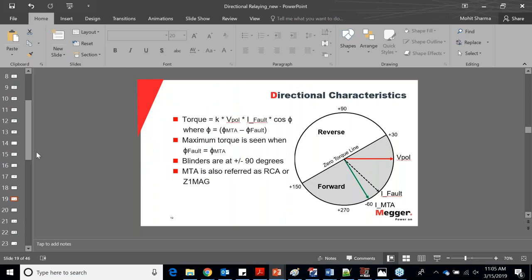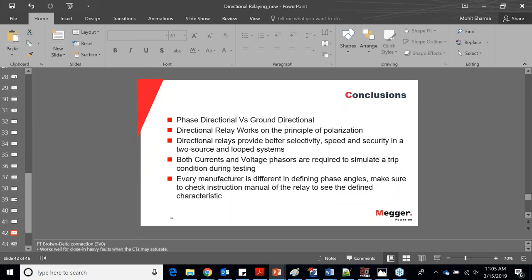All right. Next question, Mohit. How is the V-pol ascertained and maintained? Can you repeat that question, please, Greg? How is the V-pol ascertained and maintained? V-pol, you said? I couldn't hear you, sorry. The question is how the polarizing voltage is ascertained and maintained in the directional element.